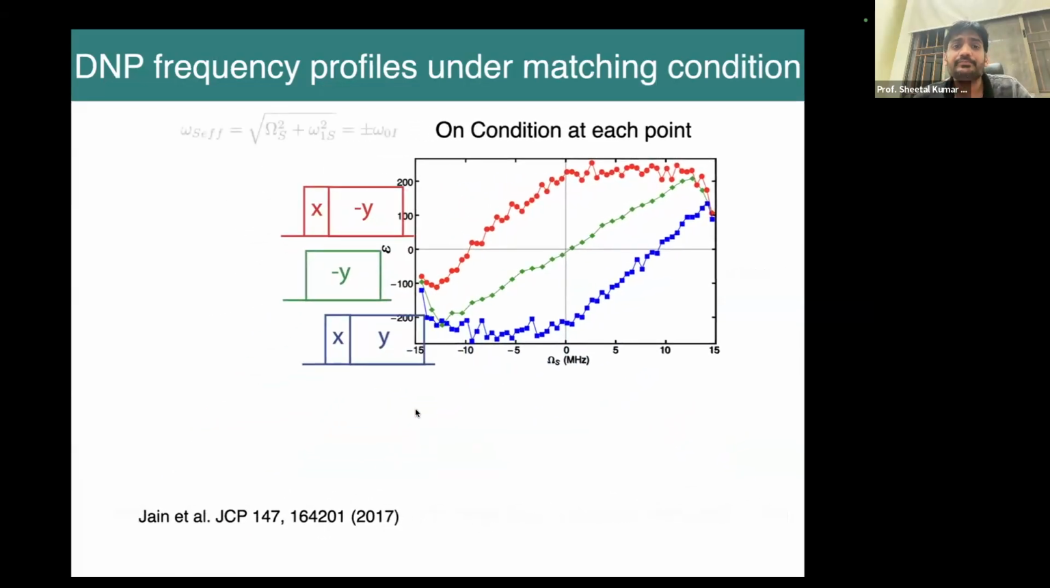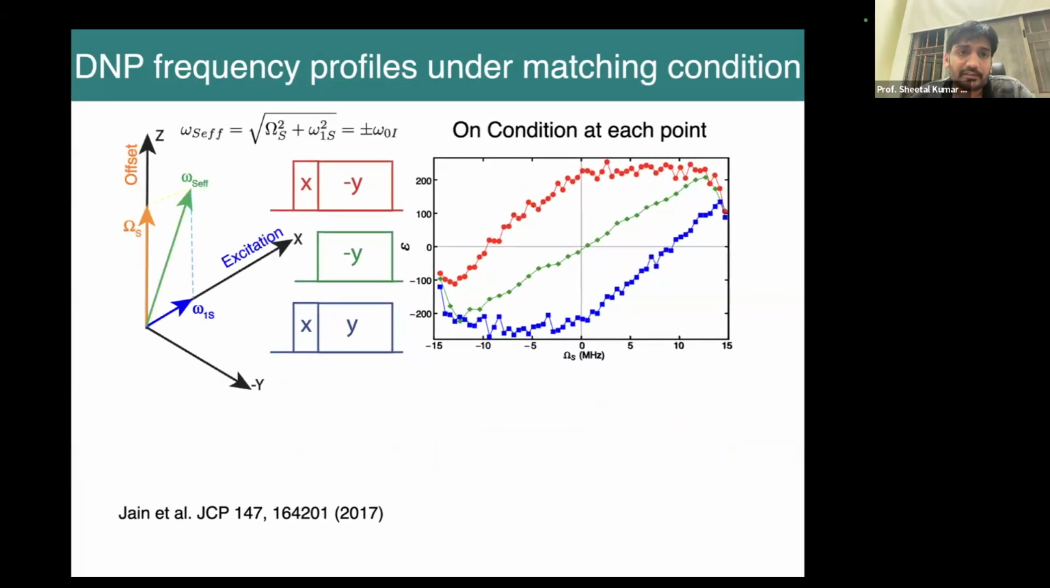So let's look at that. To look at that, we can start in the beginning, where we put this pulse. Suppose this X pulse is there. So excitation is omega 1s in the X direction, and the offset is omega s in the Z direction. So the effective field is in the XZ plane. That means a 90-degree pulse will basically be rotating in this cone.